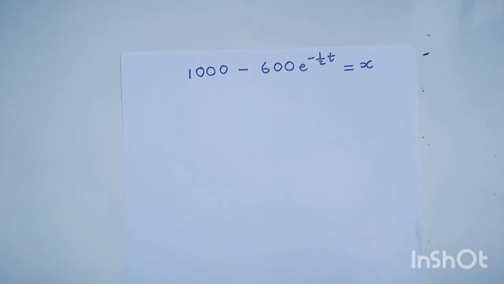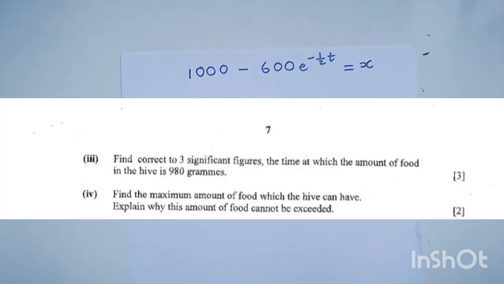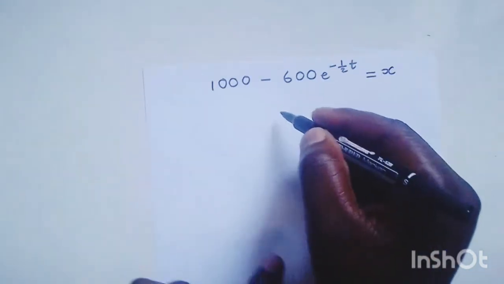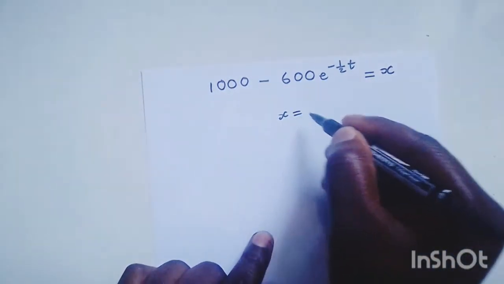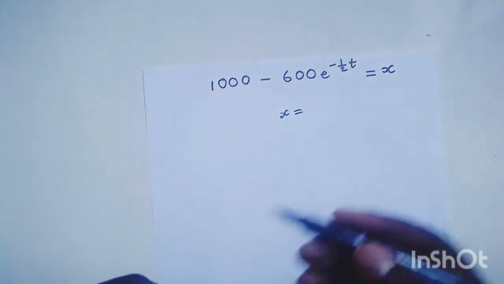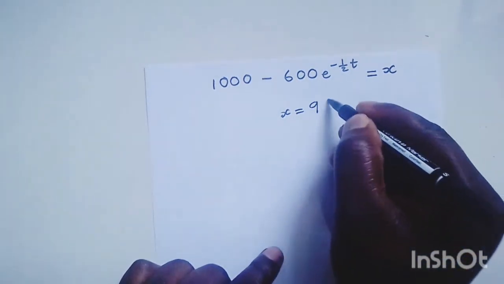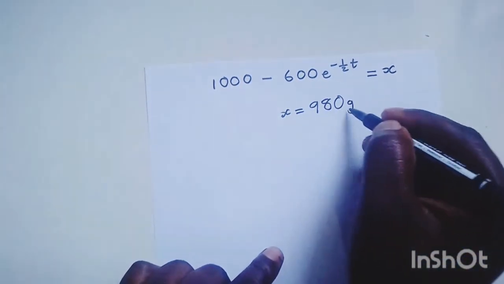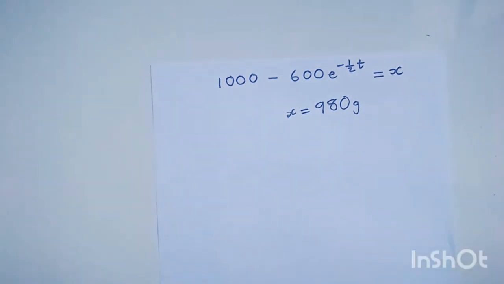Right, we now move on to part 3 of the question. Find, correct to 3 significant figures, the time at which the amount of food in the hive is 980 grams. So we are given x. Remember, x is representing the amount of food. Right, so we are given x as 980 grams. So we want to find the value of t when x is equal to 980.